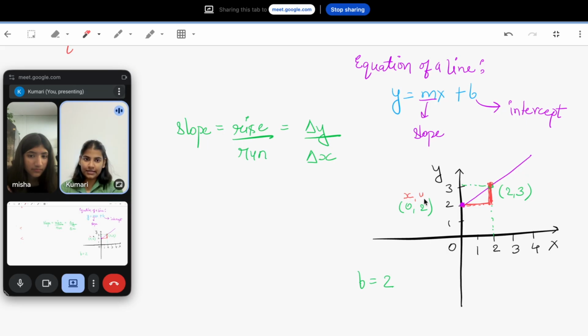This is your x, this is your y. This is your x1, y1. This is your x2, y2. How much is the change in y? We are going from 2 to 3. So how much is the change in y? It's 1. Yeah, so it's 1.